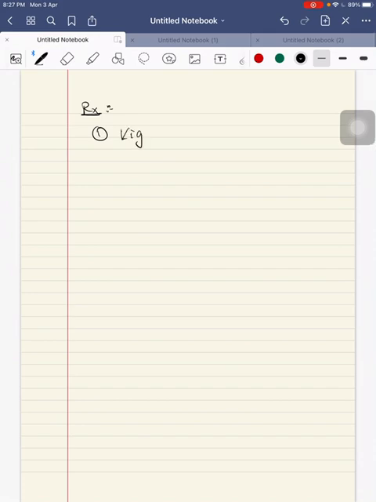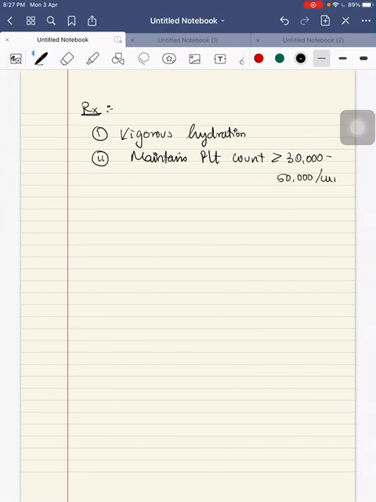So what is the treatment for hyperleukocytosis, or when the WBC count is more than 1 lakh? You should give vigorous hydration. This is as I told in the previous video on tumor lysis syndrome, so vigorous hydration following the same steps as in tumor lysis syndrome. Next you should maintain the platelet count at more than 30,000 to 50,000 per cubic millimeter.